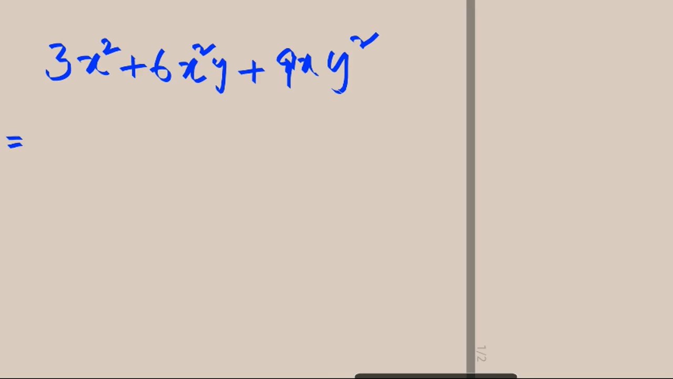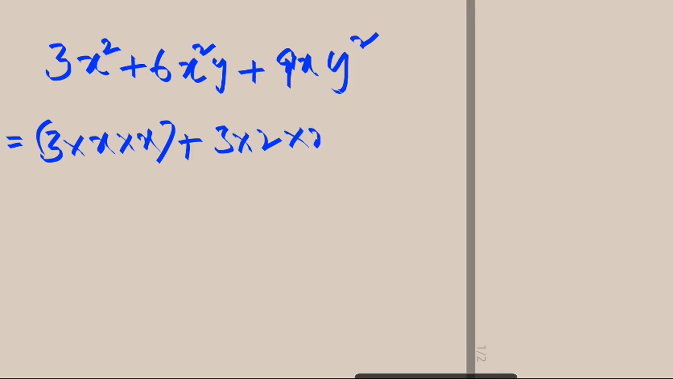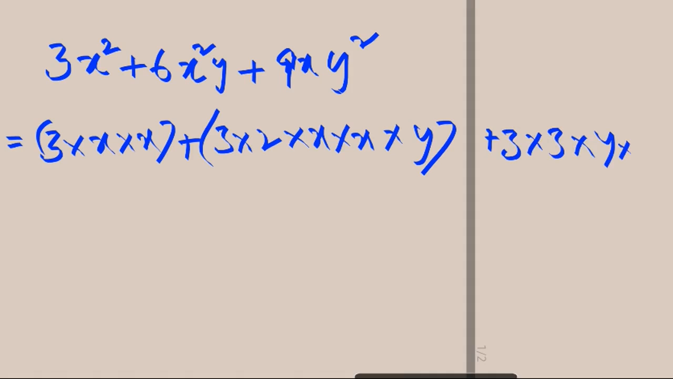For each and every term, first you have to find whether there are any common factors from the given terms. Let us say first 3 into, we can write x into x, first term is over. Next 6 we can write 3 into 2 into x into y, second term over. Plus finally 9 means 3 into 3 into y. So this is the last term. Okay, so after factorization, find any common things. All the 3 terms are having 3 as the common.